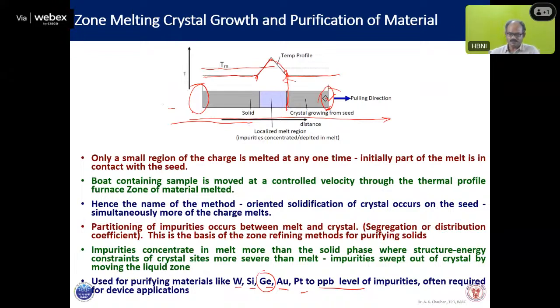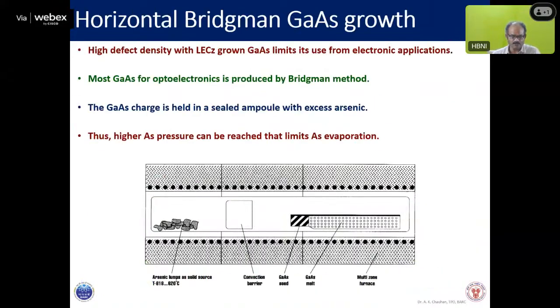So zone melting is used for purification, and for crystal growth also. Generally, in crystal growth, this method is not very much preferred. However, for purification, this method is always preferred.